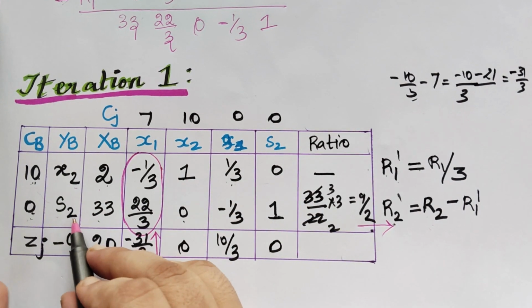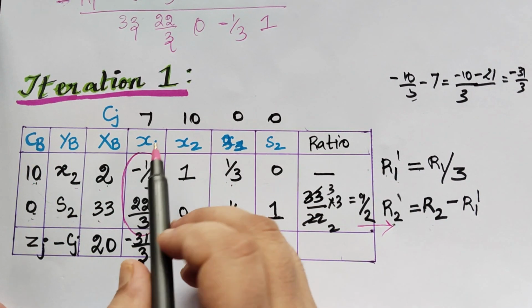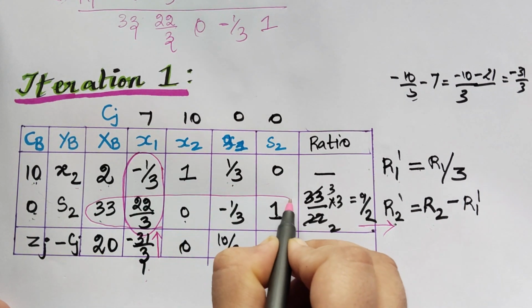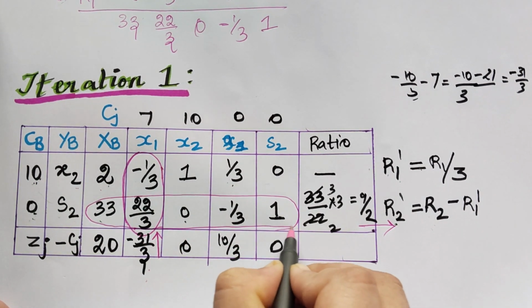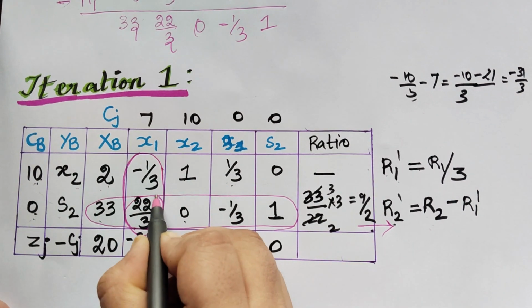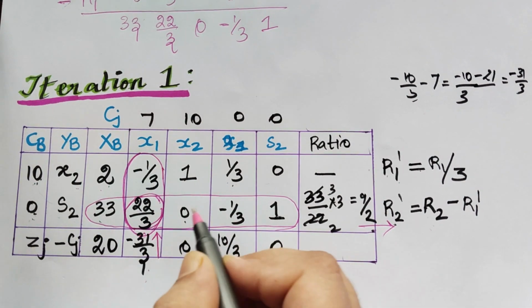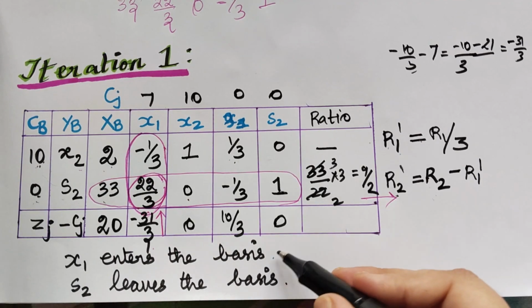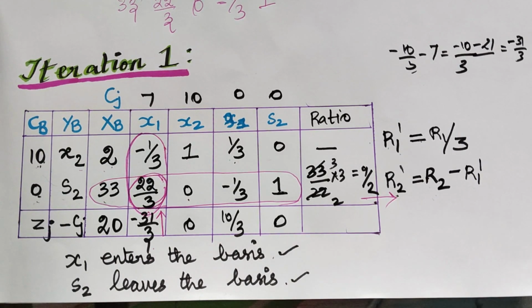Now at the place of S2, in the next iteration, we have to replace it by x1. So this becomes the leaving row. And what is the pivotal element? 22 by 3 is the pivotal element. So kindly do the calculations a little carefully. So x1 enters the basis and S2 leaves the basis. So now we shall perform iteration 2.